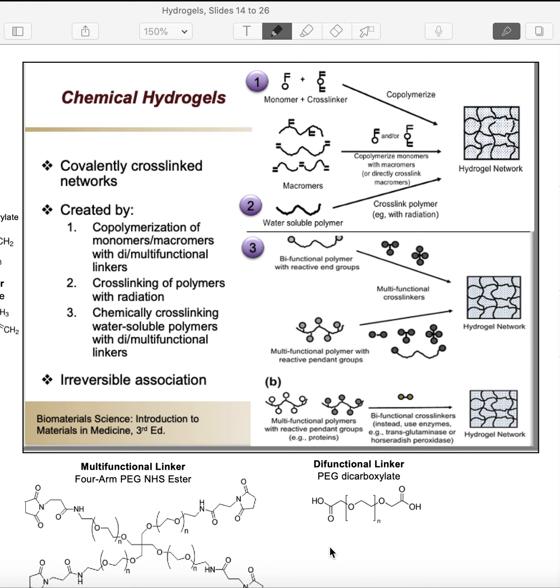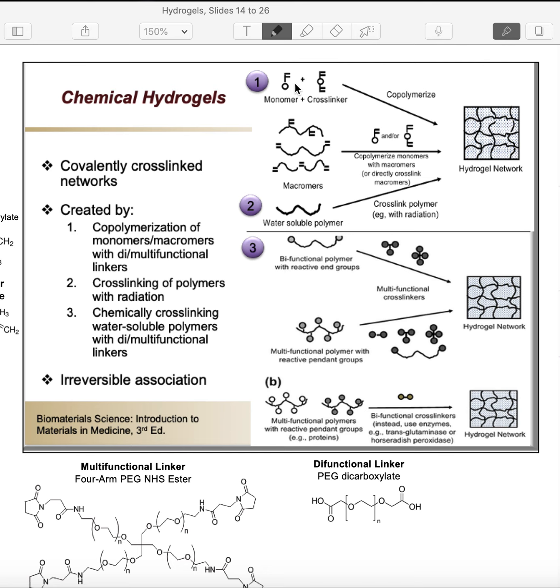In this video, we're going to focus on chemical hydrogels. So chemical hydrogels are those that are cross-linked through covalent bonds. These can be created in a number of different ways, mainly number one, by copolymerization of monomers or macromers with difunctional linkers, as we can see here.